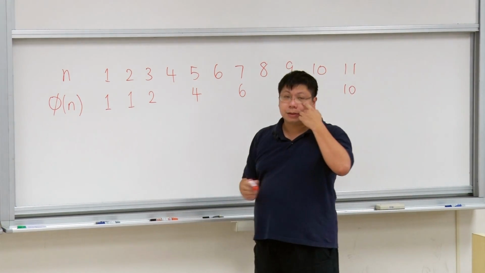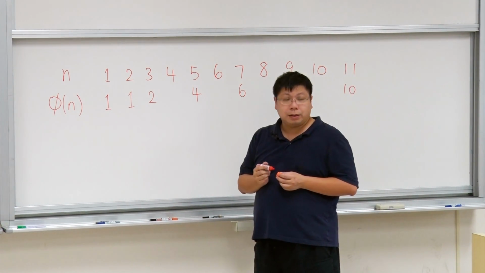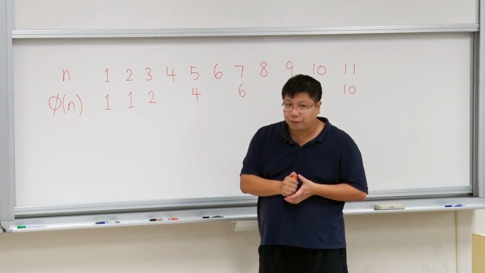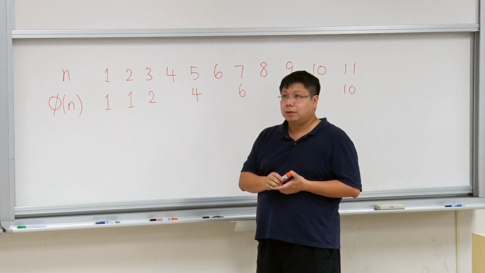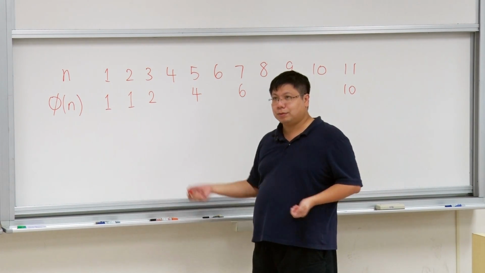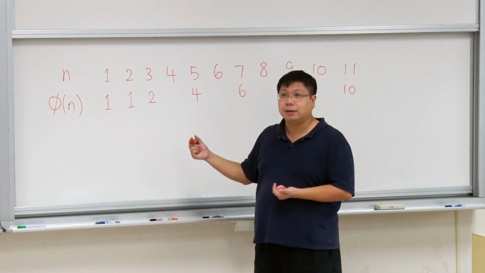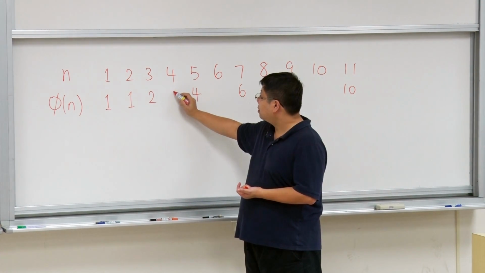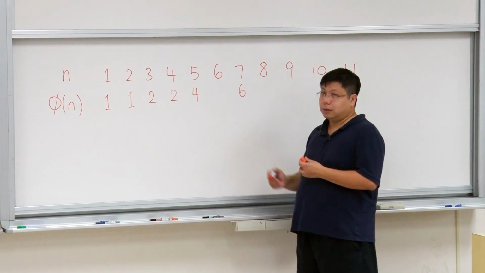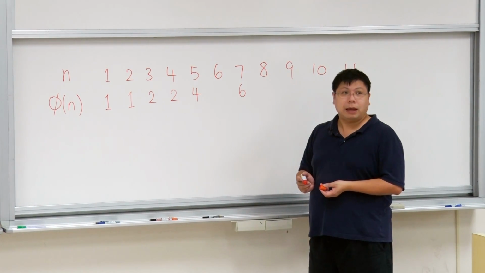So 4. So what is 4? For 4, you look at the numbers 1, 2, 3, 4, and then how many of them don't have any common factor with 4? So 4 is an even number, all even, right? So 2 to the power 2. So 1 and 3 will not have any common factor. So there are 2 of them. Is that okay? How about 6? 6, 1 and 5 only.